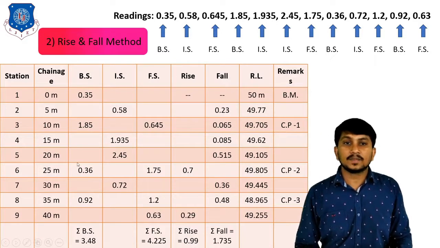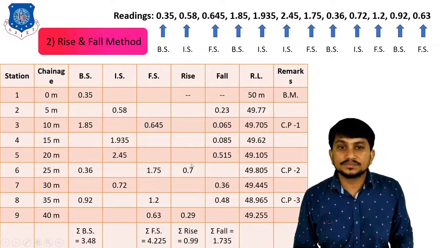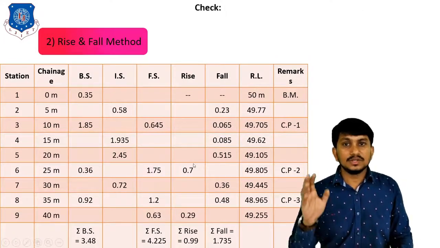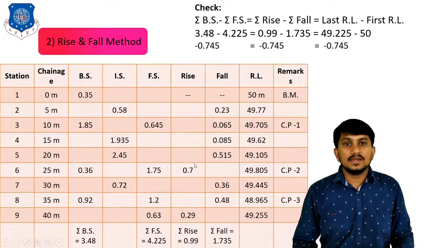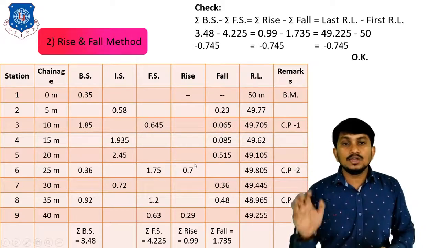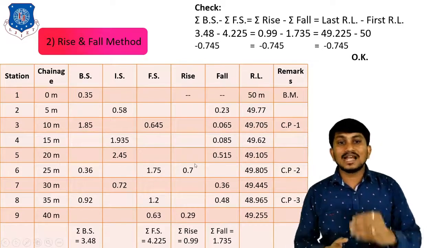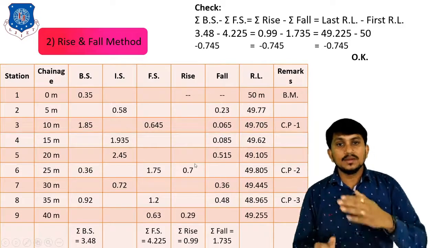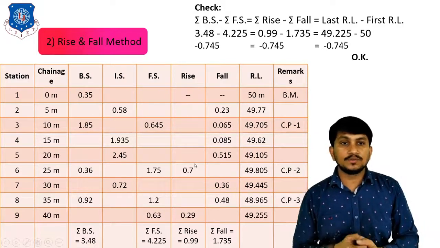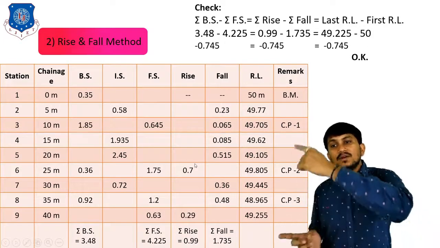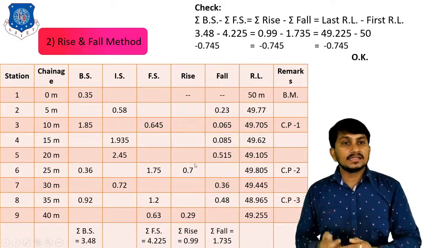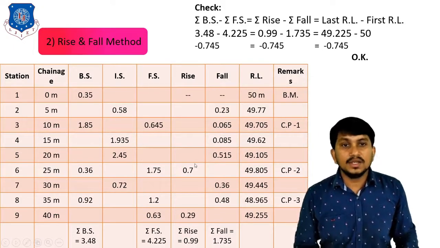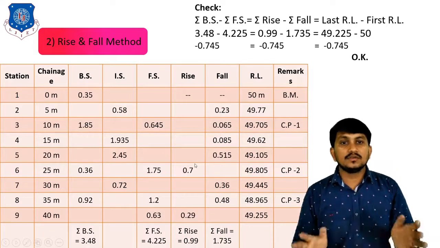Okay, after calculating the RL, we have to check this RL of all points. So here in rise and fall column, the check is like this. Sigma BS minus sigma FS should be equal to sigma rise minus sigma fall, which should be equal to last RL minus first RL. So sigma BS, we have the value 3.48. Sigma FS, we have the value 4.225. Sigma rise, which is the sum of rise values, is 0.99. And sigma fall, which is the sum of fall values, is 1.735. We can easily check the values of RL like this.